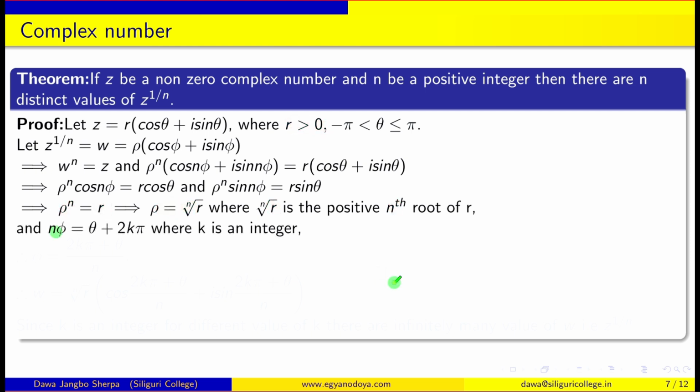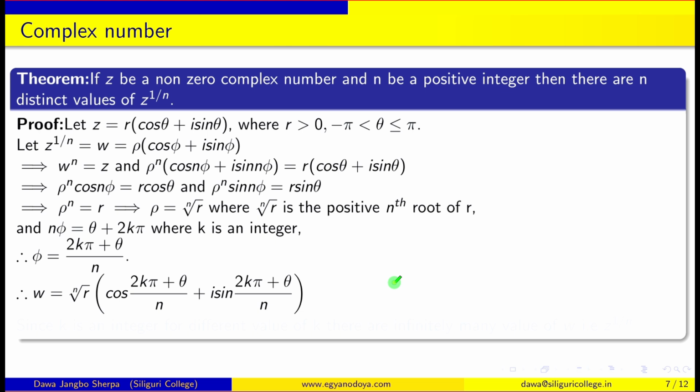And this n phi is equal to theta plus 2k pi, because n phi may not be the principal argument but theta is the principal argument. So if theta is the principal argument, we cannot assure that n phi is also principal. So instead of theta, we'll write the additional quantity 2k pi, where k is an integer. So from here, phi is equal to (2k pi plus theta) by n.